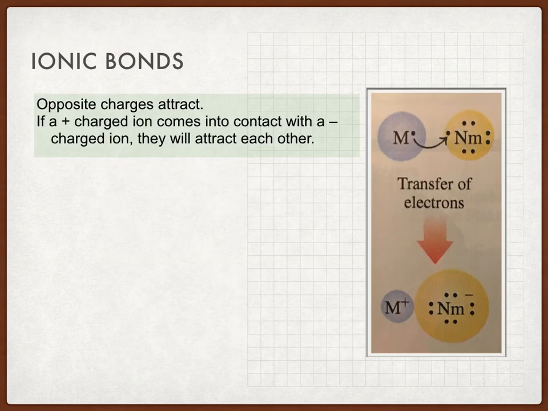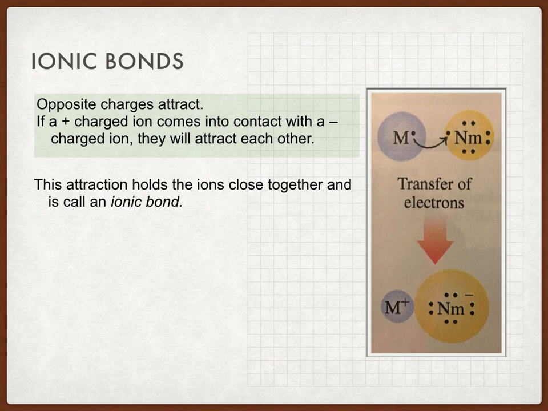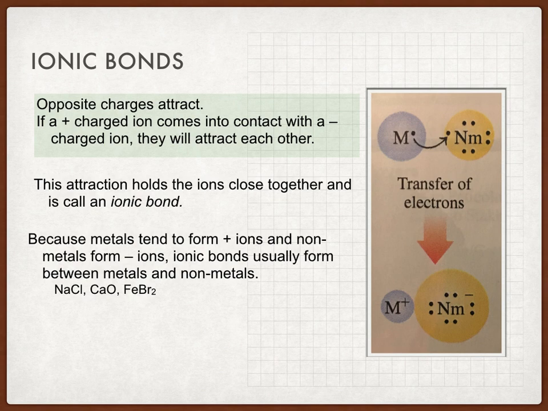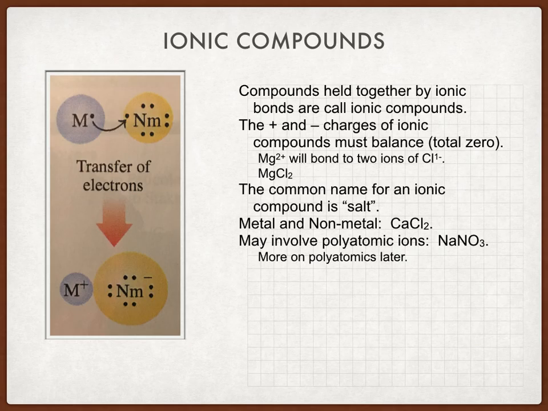So again, ionic bonds, opposite charges attract. Okay, and the ionic bond, or the electrostatic interaction that is the result of a complete electron transfer from a metal to a nonmetal, results in an ionic bond. Compounds held together by ionic bonds are called ionic compounds. The plus charge and the minus charge of ions must balance. They must equal 0. So this is why magnesium chloride, right, is MgCl2.